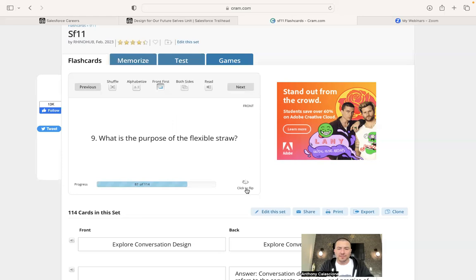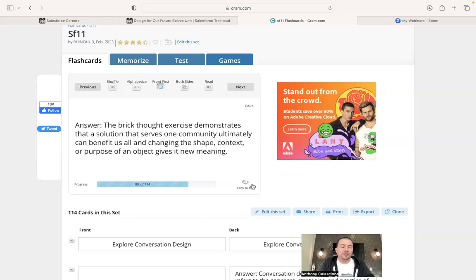What is the purpose of the flexible straw? The flexible straw was invented by a dad after he saw his young son struggle to drink a milkshake. What does the brick thought exercise demonstrate? The brick thought exercise demonstrates that a solution that serves one community ultimately can benefit us all, and changing the shape, context, or purpose of an object gives it new meaning.